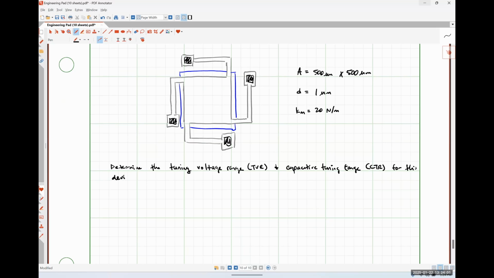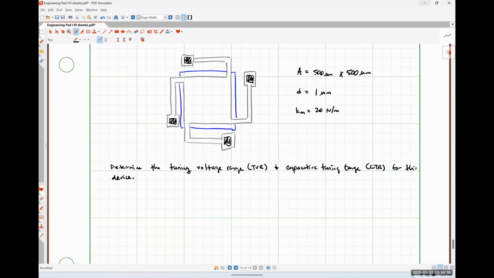For this device, let me be clear here. What we're looking for is the range of acceptable voltages. So we're looking for effectively 0 to VP, because after VP, we no longer have a continuous capacitive tuning range. Our plates have snapped together and shorted each other out, okay? So any voltage greater than VP means that we are outside of our voltage tuning range, okay?